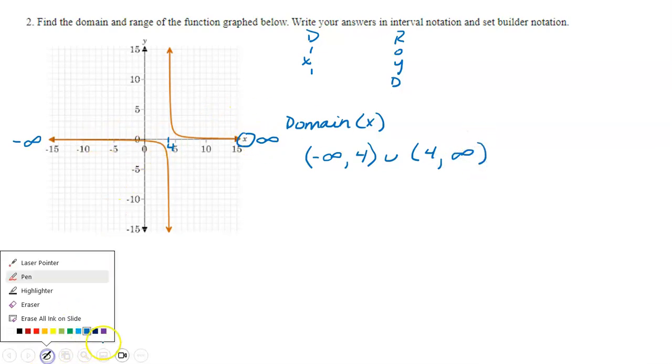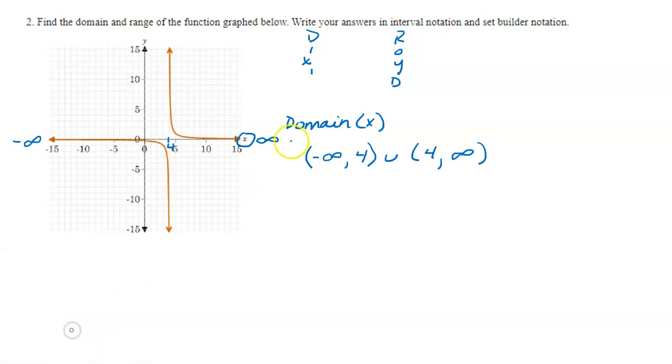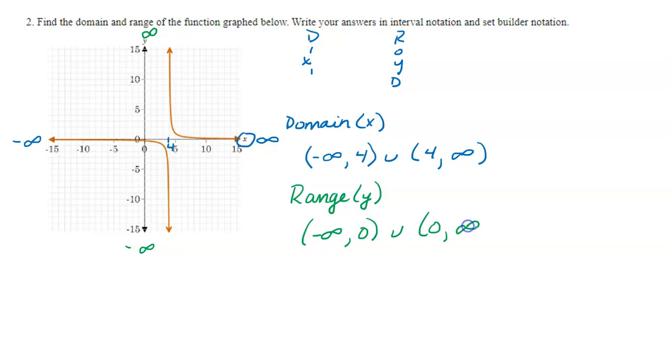So let me change colors. Okay, and then for range, or y, so this is -infinity down here, this is +infinity. So it goes from -infinity to 0, looks like 0, and then from 0 to +infinity. So -infinity to 0, 0 to +infinity.